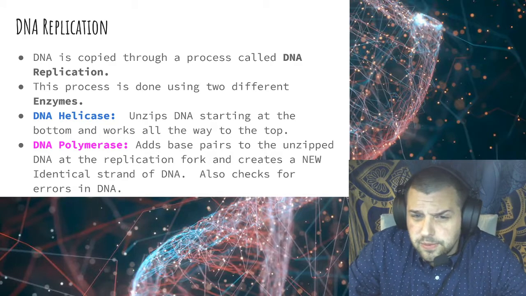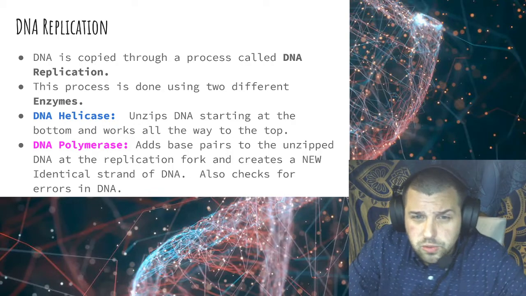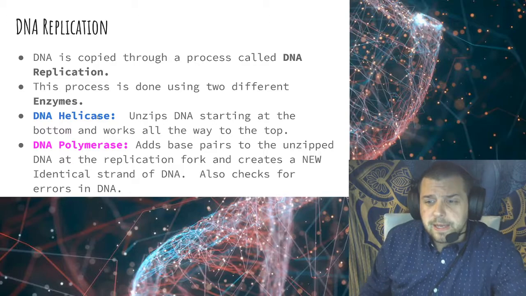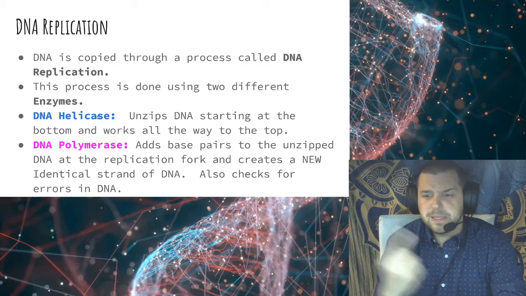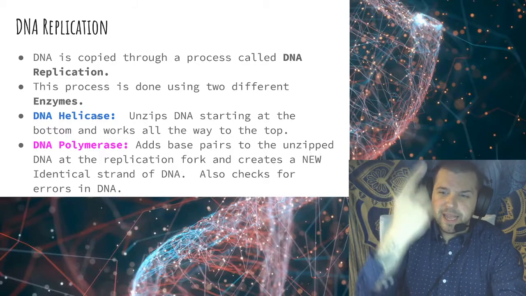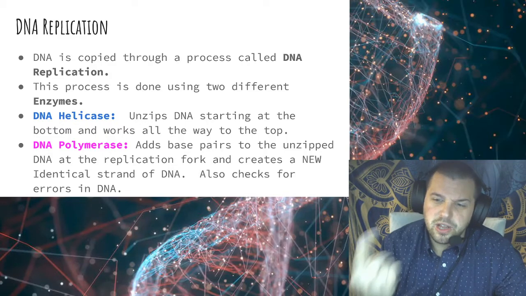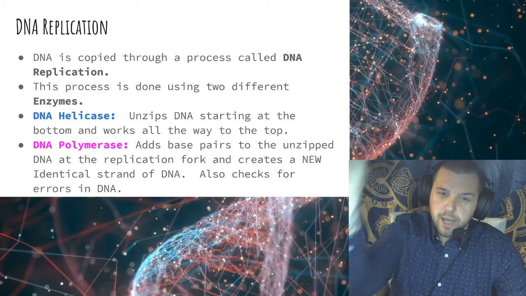The two different types of enzymes that we use in DNA replication, first one is DNA helicase, and this one is like a zipper. What it does is it spins in a circle and unzips DNA from all the way at the bottom, all the way up to the top. I like to think of a helicopter spinning in circles and rising up.